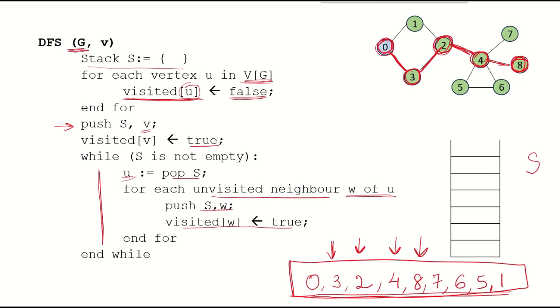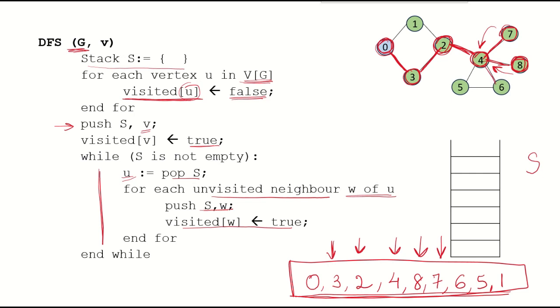At 8 there are no unvisited neighbors. So we have to backtrack and reach node 4 again. From 4 again we can check unvisited neighbors. We have gone to 7. So we are at 7. 7 does not have any unvisited neighbor. So we backtrack again, reach node 4 again, and check unvisited neighbors of 4.